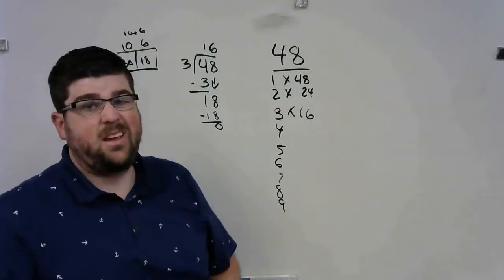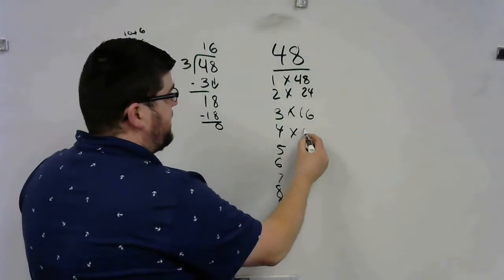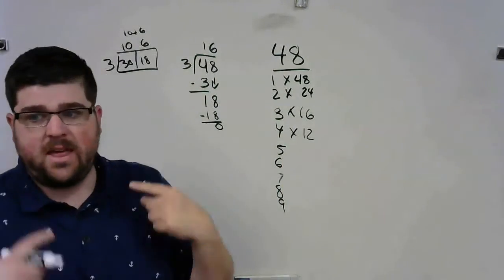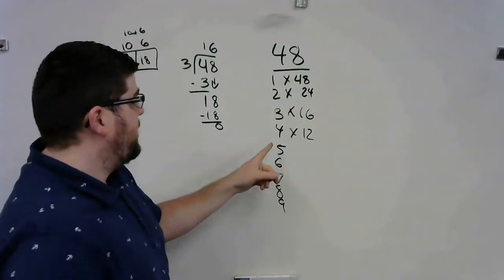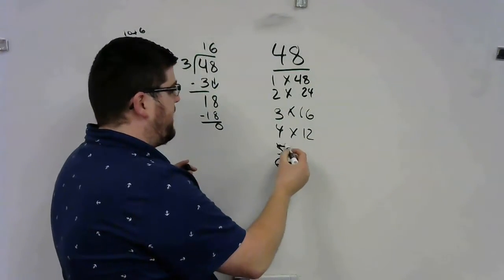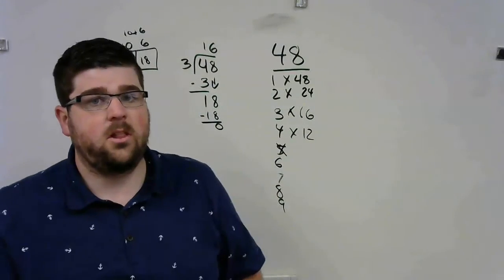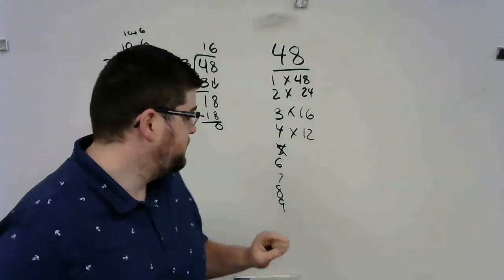Next, can 4 go into 48? Yeah, it can, 12 times. That is a basic fact. I don't have to work that one out, it's already in my head. Can 5 go into 48? It can't go into it evenly. The closest you can get is 45 and 50.